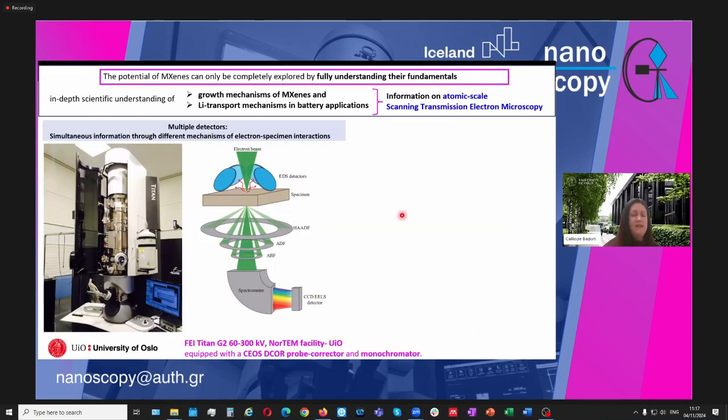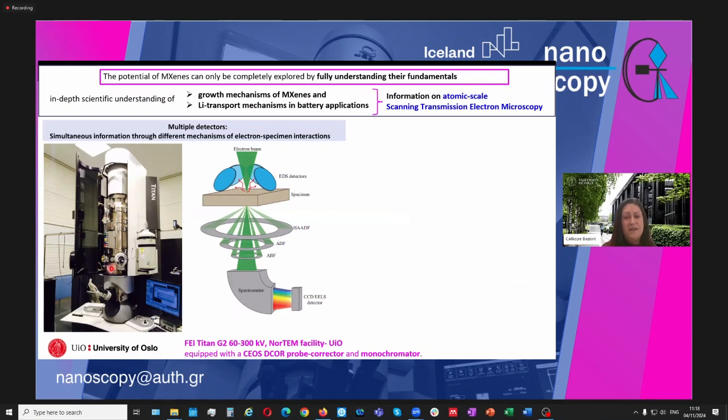However, as I said in the beginning, in order to explore the potential of MXenes, we really need to understand their fundamentals. So we need to have an in-depth scientific understanding of the growth mechanisms of MXenes. And then when it comes to battery applications, we need to understand the lithium transport mechanisms. So this means that we need information on the atomic scale, and this can be achieved by scanning transmission electron microscopy.